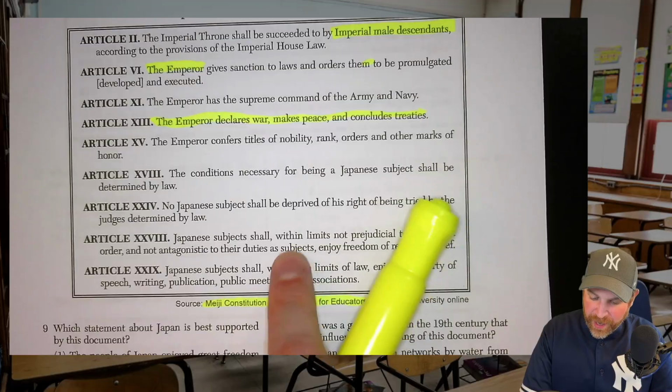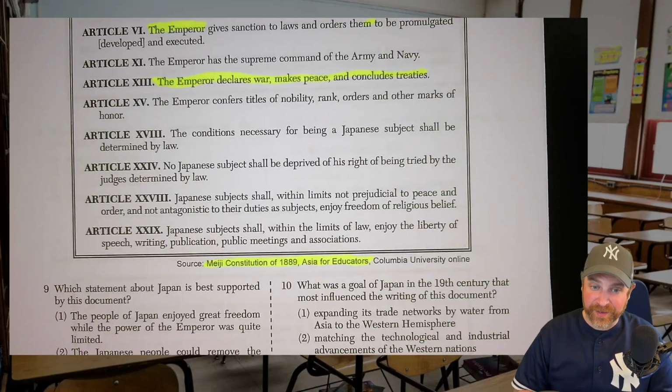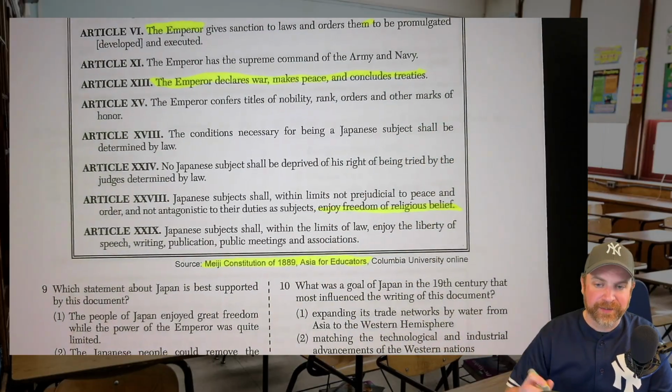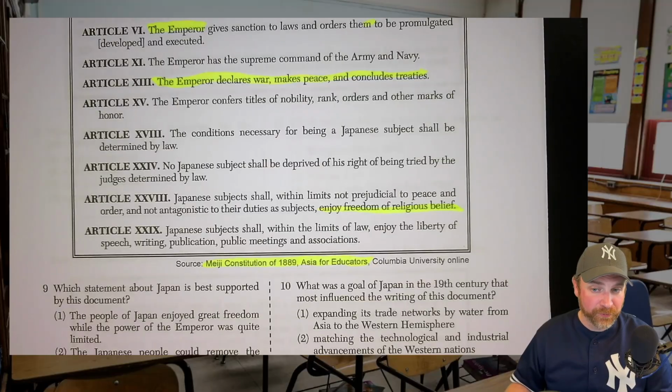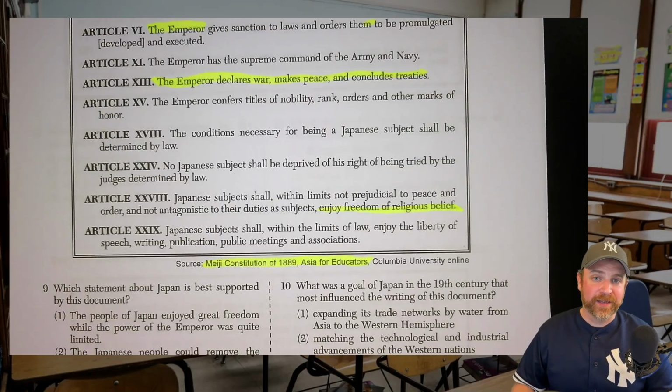Japanese subjects shall, within limits not prejudicial to peace and order and not antagonistic to their duties as subjects, enjoy freedom of religious belief. Good old freedom of religion, right? That's like Amendment number 1 in the U.S. Bill of Rights. It's also an idea from Voltaire during the Enlightenment, right? So certainly we see some American and European influence there as well.